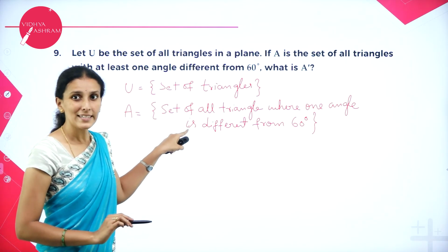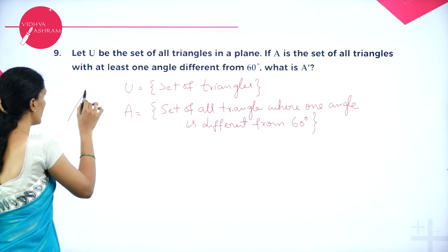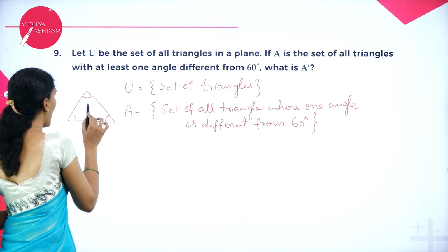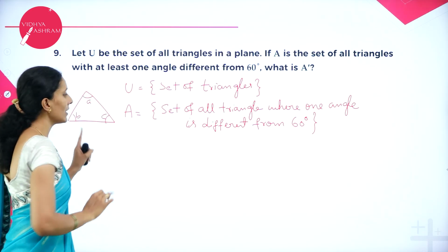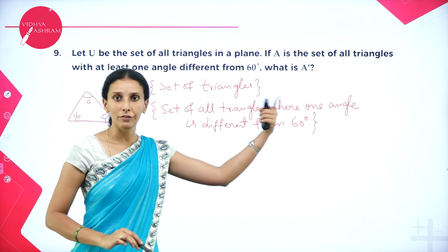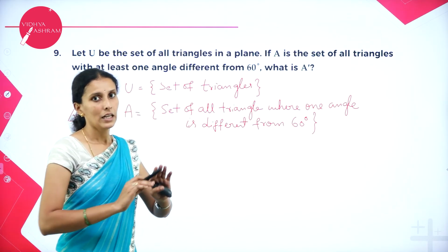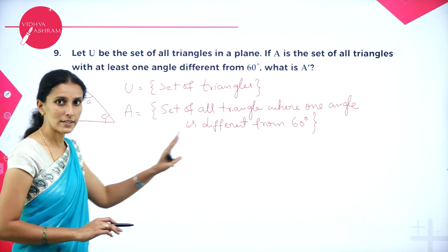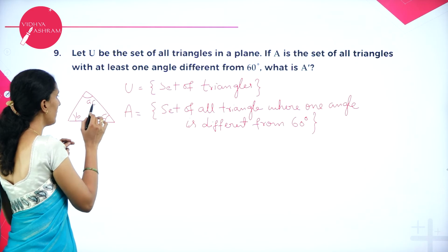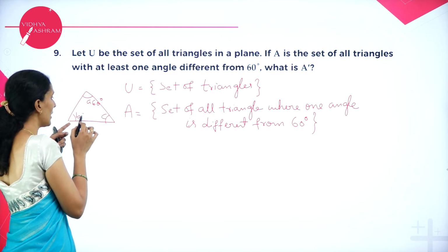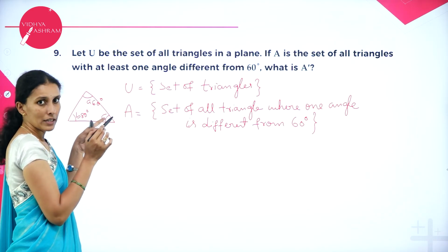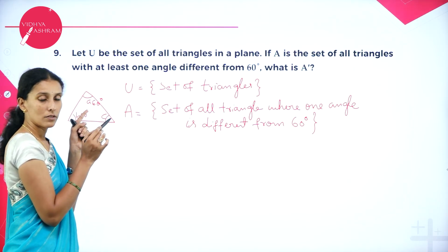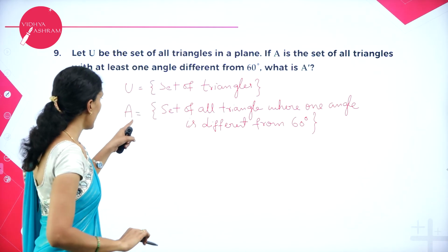So what does this mean? If you have a triangle with angles A, B, C, one angle is different from 60. One may be 60, and the other two angles are different. If one angle is 60 degrees and another is not 60 degrees, the third cannot be 60 again. So 60, 80, how much does it become? What does this statement say?